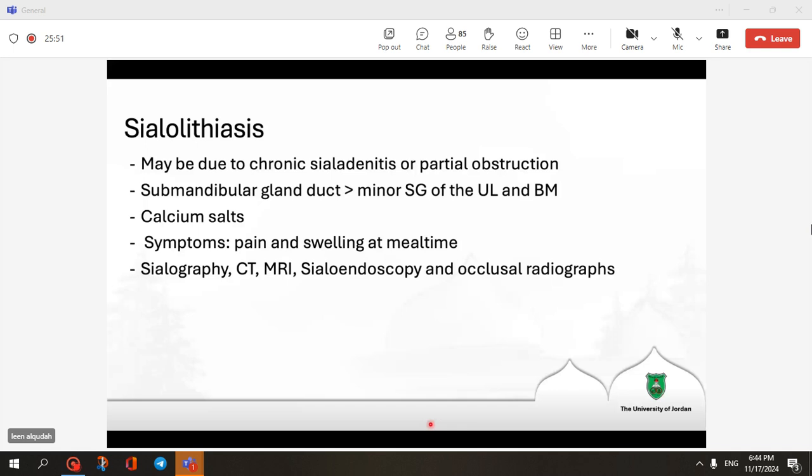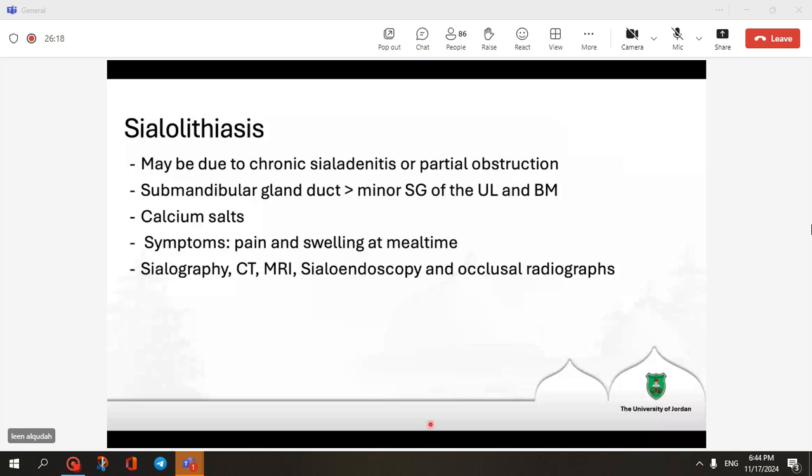Usually patients are asymptomatic, but they will feel pain and swelling during mealtime because the gland is stimulated. And sialography can help you to detect the sialolithiasis. You can also do a CT, an MRI, a sialendoscopy. Sialendoscopy is like a colonoscopy, they insert a scope and try to find the location of the stone. And you can, of course, do the occlusal radiographs, which is very common amongst dentists.